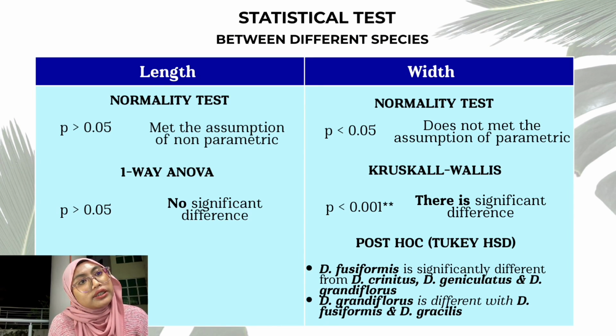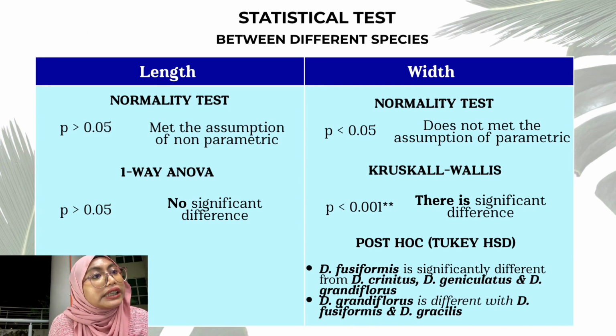The next one is the statistical test between different species, where we do a statistical test on the length of the 6 different species and the width of the 6 different species of the major phytoliths. For the length, the normality test met the assumption of parametric, so we can do a one-way ANOVA. One-way ANOVA reveals that there is no significant difference in terms of length between the major phytoliths for all the species. Meanwhile, for width, it does not meet the assumption of parametric, so we must do a non-parametric test, which is Kruskal-Wallis.